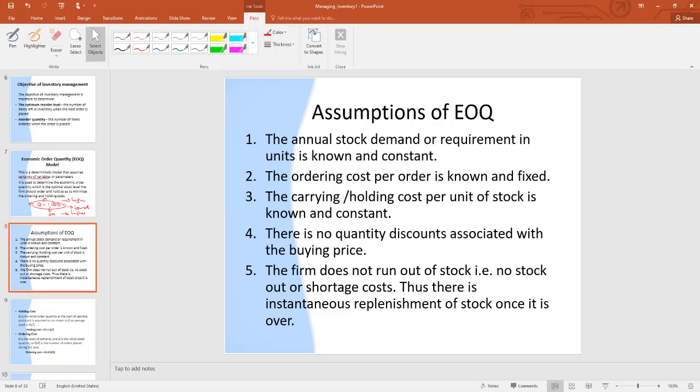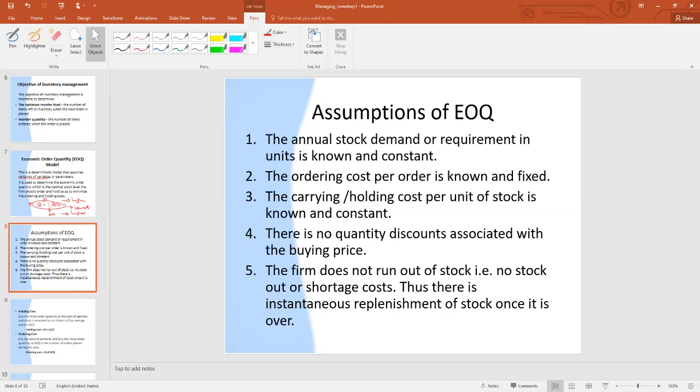So the first core assumption of the model is that it should be possible for us to predict with certainty what is required, what is to be consumed, the raw material that we need in the next one financial year. If at the beginning of the year we assume that we're going to require 1 million kgs of raw material, then that should be the case within the year. However, we know that in reality, this might not be the case.